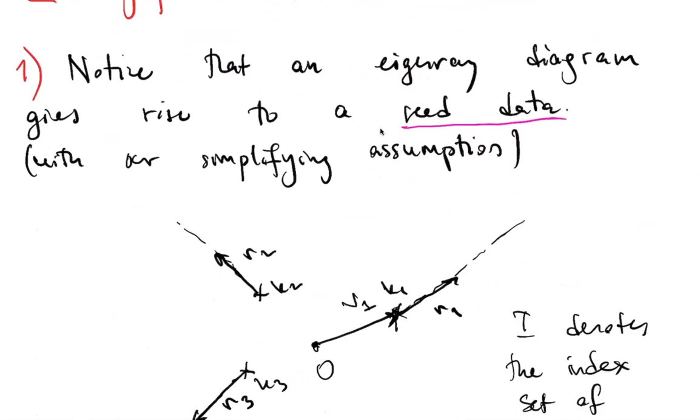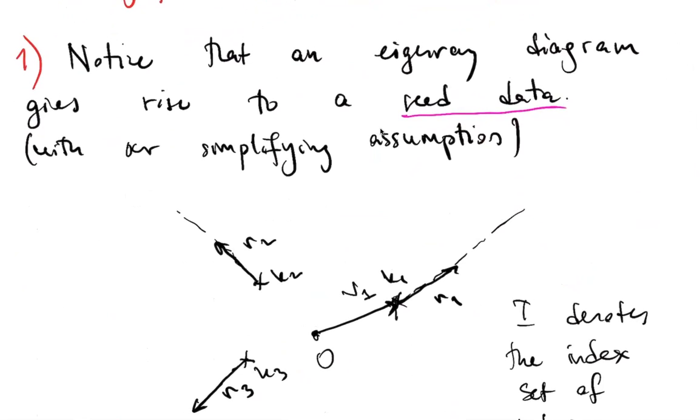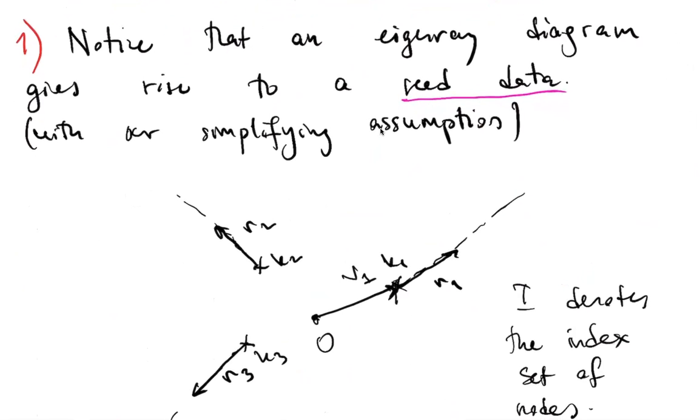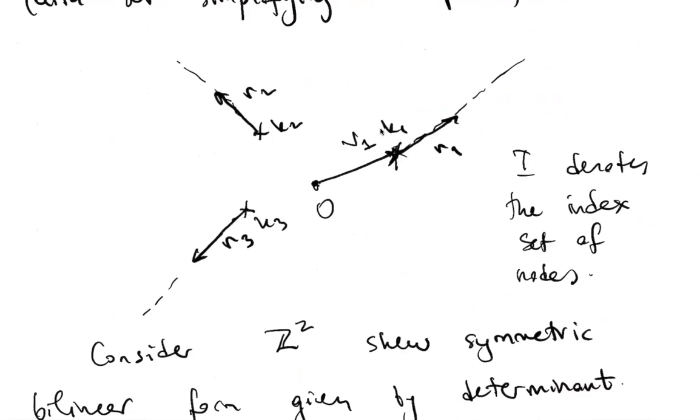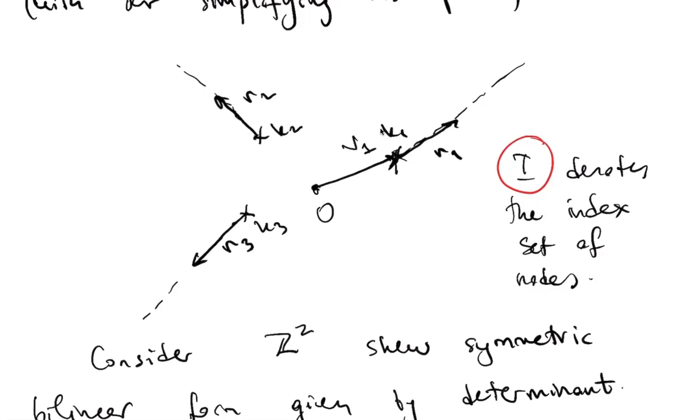Okay, so an eigenray diagram. This part is about how to relate the eigenray diagram and the symplectic manifold that's obtained to cluster varieties and things that come up in that context. So I can think of an eigenray diagram as seed data. Throughout this discussion, by capital I I will denote the set of nodes.